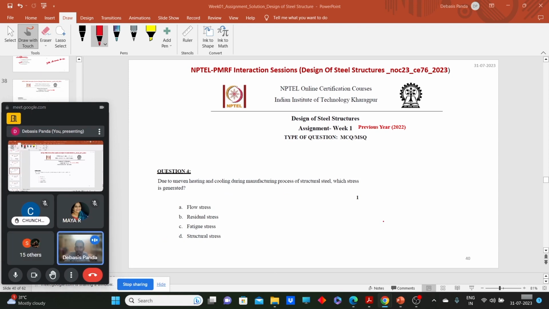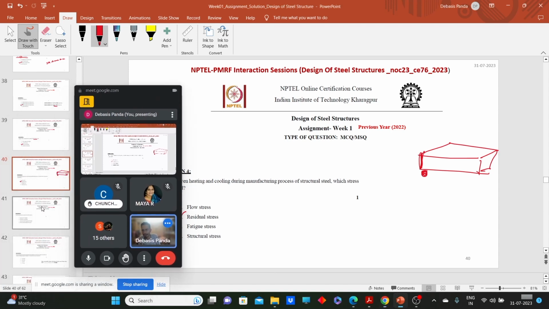Now the question is, due to uneven heating and cooling during the manufacturing process of structural steel, which stress is generated? Yes, someone says residual stress. What do we mean by residual stress? Like we have a plate, and if we unevenly heat it, or if we have a larger thickness and heat it, what will happen? Some distortion will occur due to that residual stress. Now, next question.